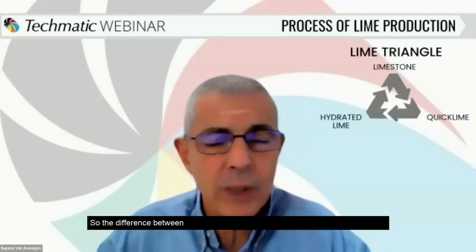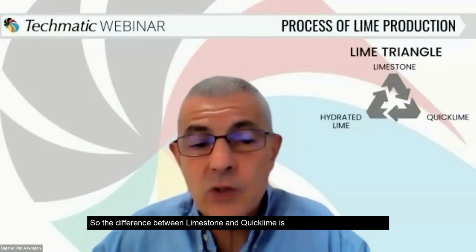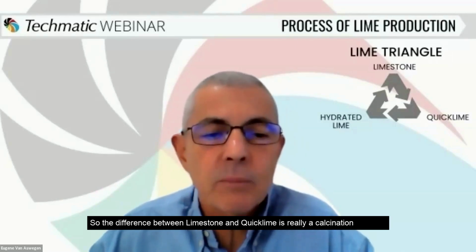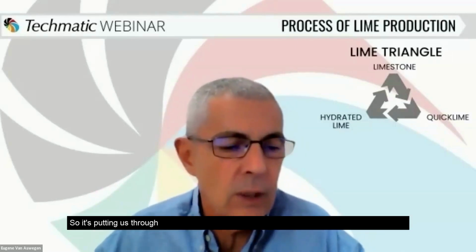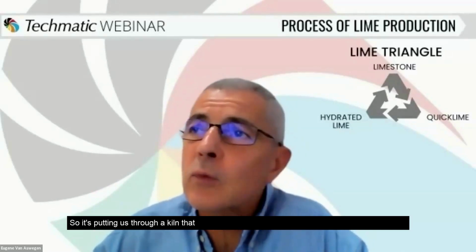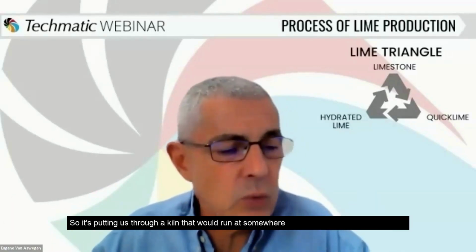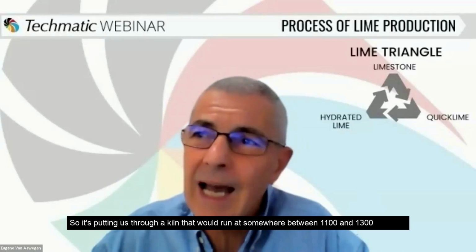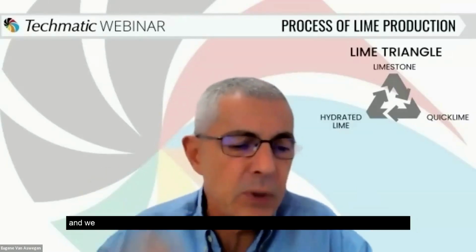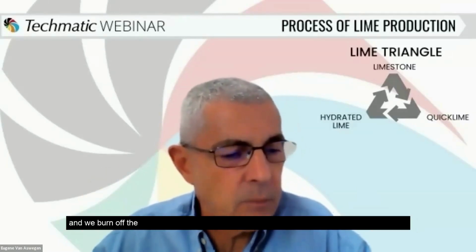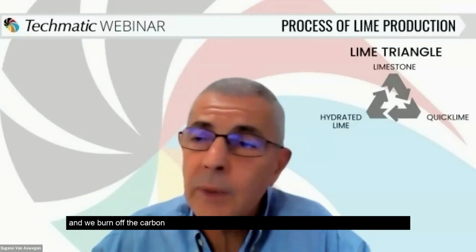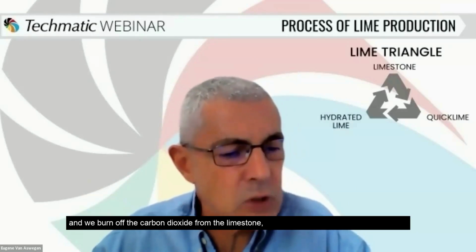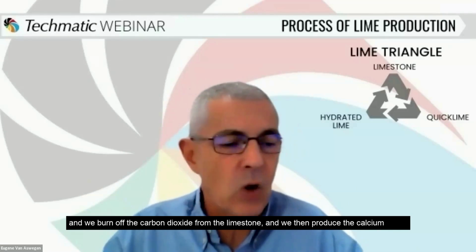So the difference between limestone and quicklime is really a calcination process. It's putting it through a kiln that would run at somewhere between 1100 and 1300 degrees, and we burn off the carbon dioxide from the limestone, and we then produce calcium oxide.